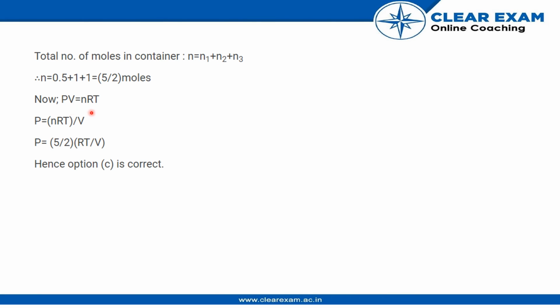Now PV equal to nRT. So P is equal to nRT upon V, where n is the total number of moles, that is 5 by 2, into RT by V. Therefore the total pressure equals 5RT upon 2V.